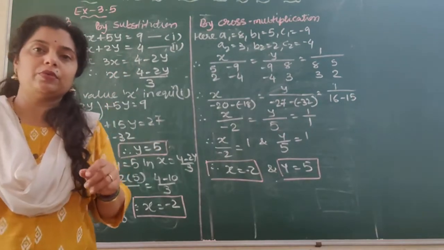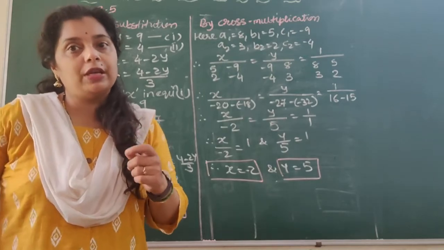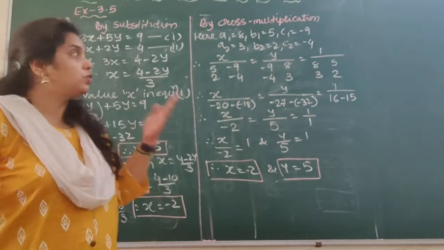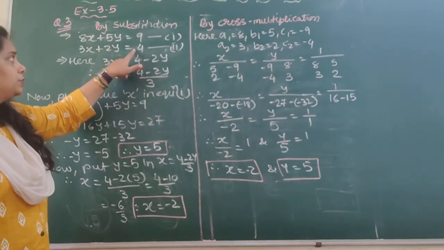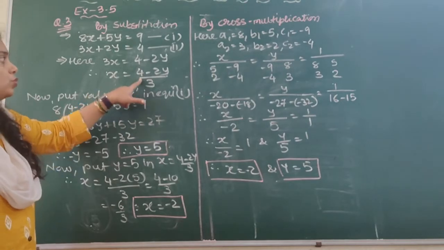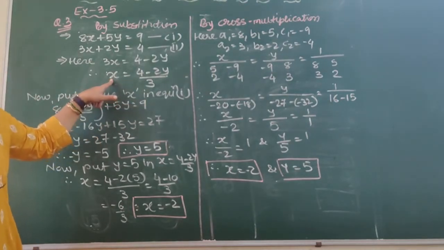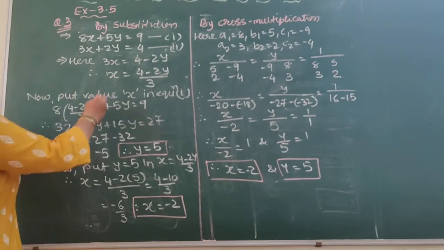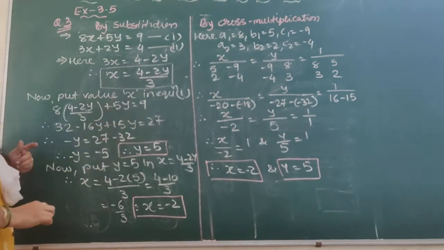What is the main concept of substitution? Take any one variable and express it in terms of the other. First of all, that concept we are going to use. I choose the second equation to express x in terms of y. So here I got x is equal to 4 minus 2y.